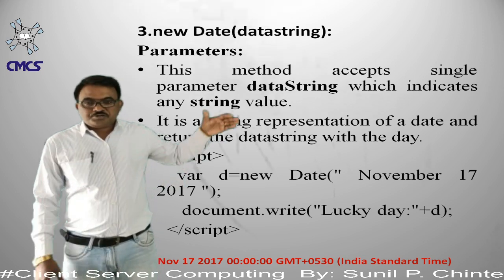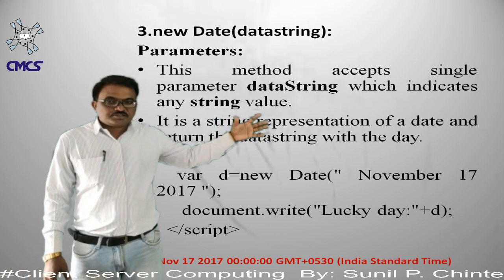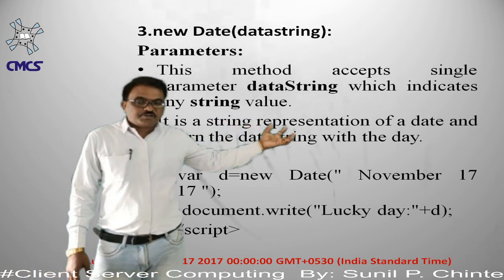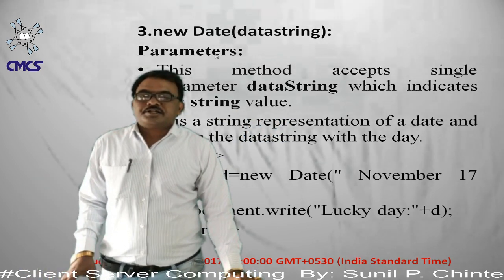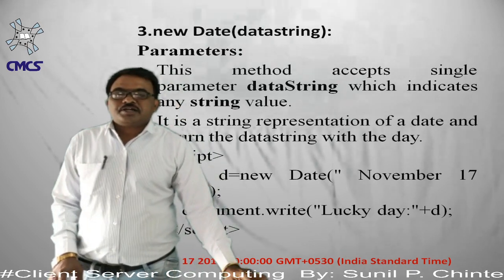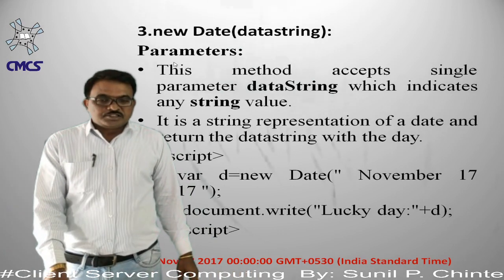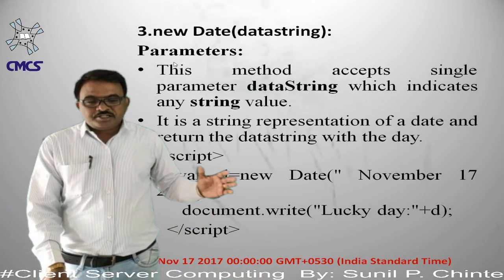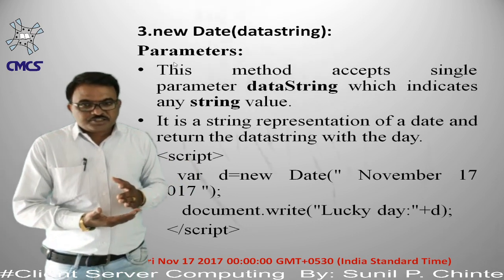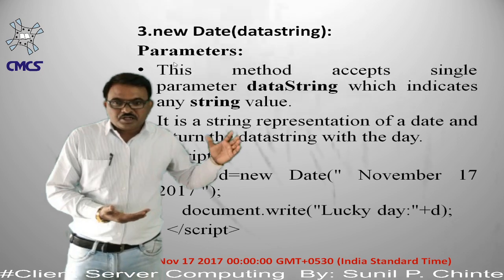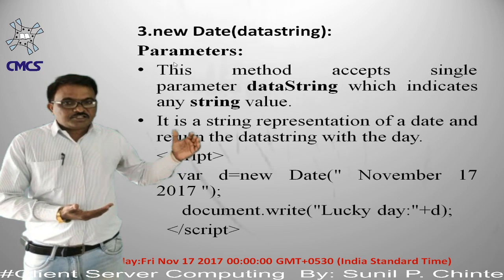Okay, so this constructor of a date object requires one argument, which is called a date string. This method accepts a single parameter, called a string, which indicates any string value. It is a string representation of a date, and it returns the date object with that day and time.